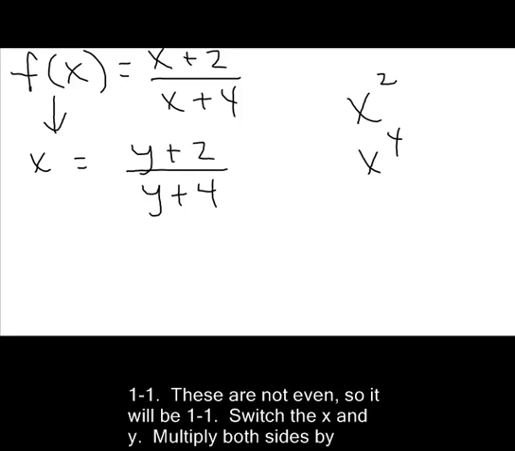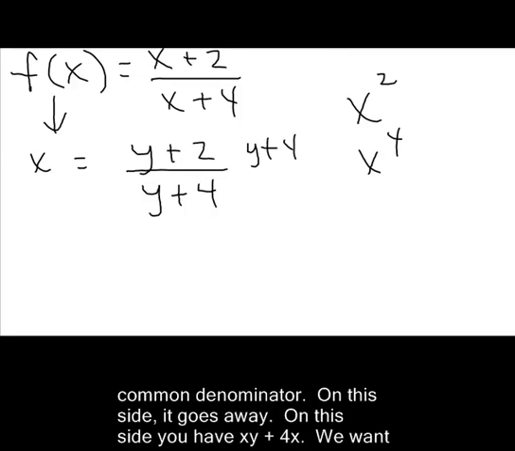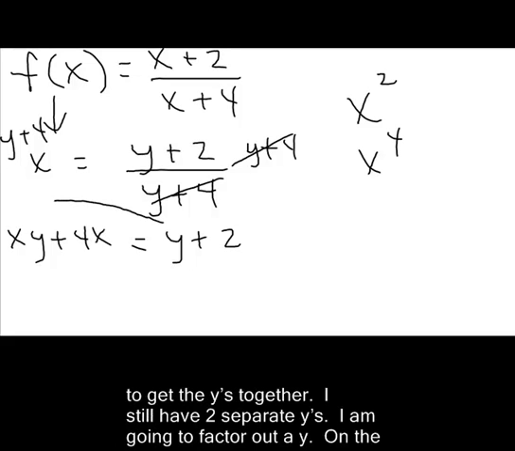Now this would be another one that you might get tripped up in the algebra. I've got to work on getting this y by itself, so I need to get rid of these fractions. I'm going to multiply both sides by the common denominator to get rid of the fraction. On this side it goes away. On this side you have xy plus 4x. Now I'm trying to get y by itself, so I'm going to put these y's together. Remember, in algebra, if you move something across the equal sign, it changes its sign.